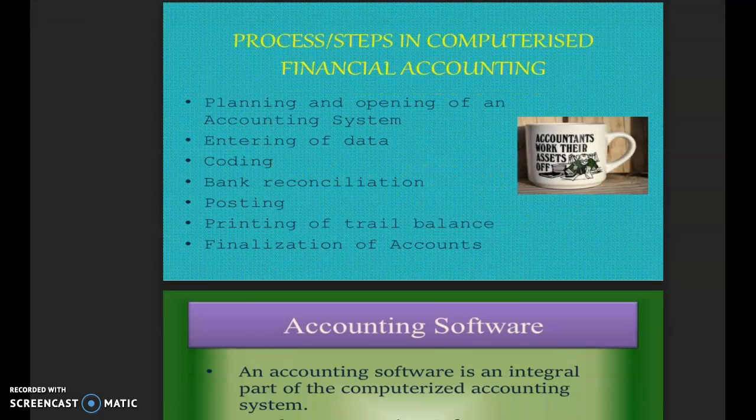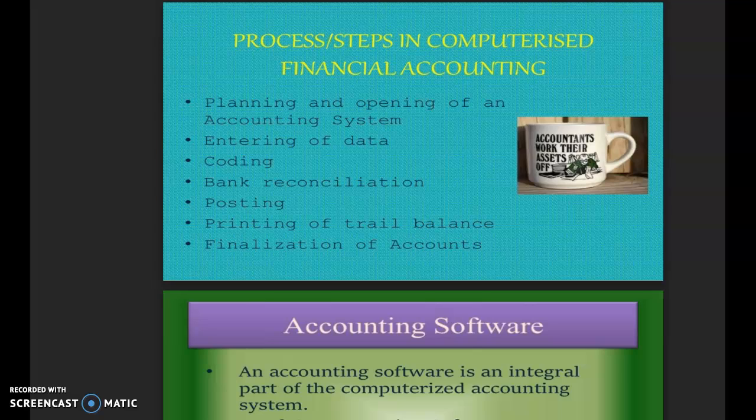Now, what are the process or steps in the computerized financial accounting system? Again, they are very simple. Planning and opening of an accounting system, then entering of data, coding, bank reconciliation, posting, printing of trial balance, finalization of accounts. See, you would find the same way as we do in the manual accounting system, that we record the transactions, we classify them, we summarize them, and then we depict them for the purpose of getting the financial results or output.